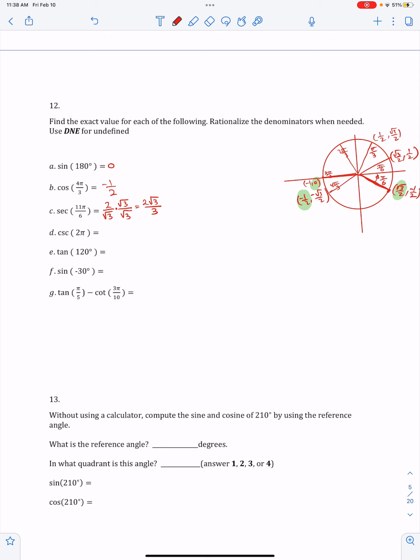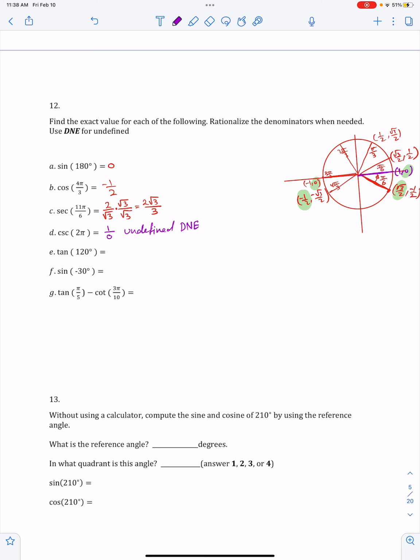Cosecant 2 pi. 2 pi is basically here. This is 2 pi. We know this point is 1 and 0. Cosecant is the reciprocal of sine. Sine is 0, which means the reciprocal of sine is 1 over 0, and this is undefined. Or we can say does not exist.